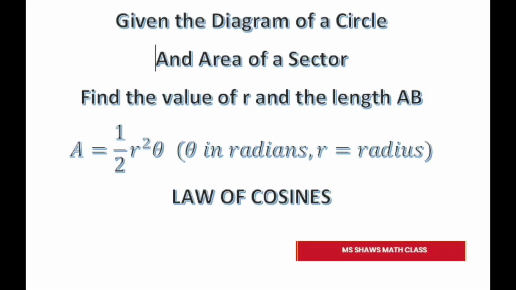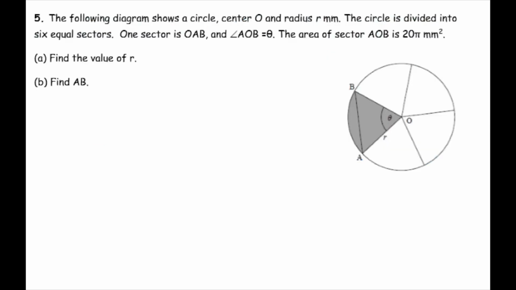Hi everyone. Given the diagram of a circle and the area of a sector, we're going to find the value of r and the length of AB. We have our formula where our angles are in radians and r equals the radius. And we're also going to use the law of sines to find this length of AB. I have two problems that are almost identical. So I'm going to do one and then you pause the video and try to do the other one. And then you can continue on with the video to see if you got the answer right.